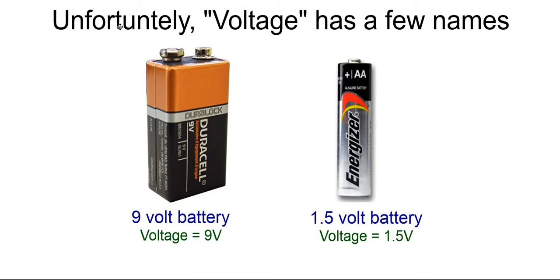Unfortunately, there are a few words or terms that mean voltage, and you'll encounter them occasionally on the MCAS, so we have to go through them. If you see them, you'll know that what they're really talking about is voltage. Now, to begin with, you have the basic. This is a 9-volt battery, 1.5-volt battery, and of course, the voltage here is 9 volts. The voltage here is 1.5 volts, and that's your basic use of the word voltage.